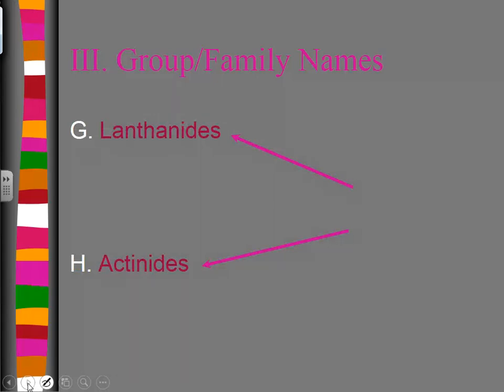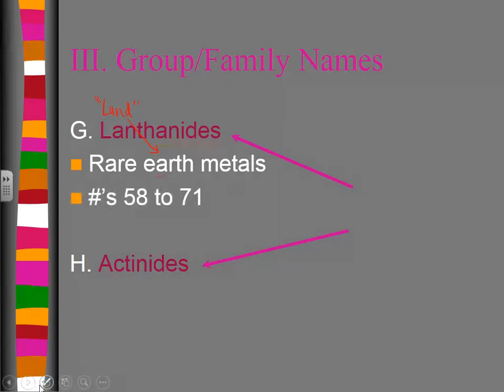Now, the last two we're going to look at here are really not families. They're what we call series on the periodic table, and they're called the lanthanides and the actinides. The lanthanides are rare earth metals, so they're rare, not very common. I just remember that lanthanides kind of sounds like it's got the word land in it, even though there's no D, and the land is the earth, so rare earth metals. These elements have the atomic numbers 58 to 71 on the periodic table, and they range from cerium to lutetium.